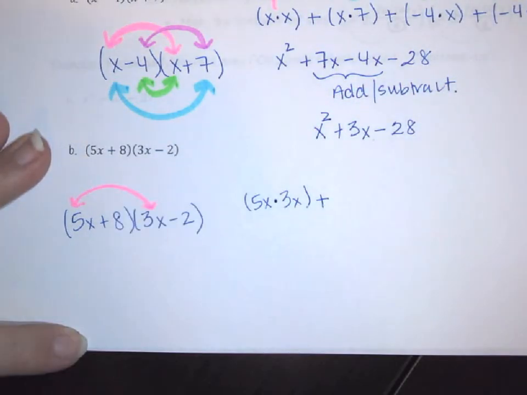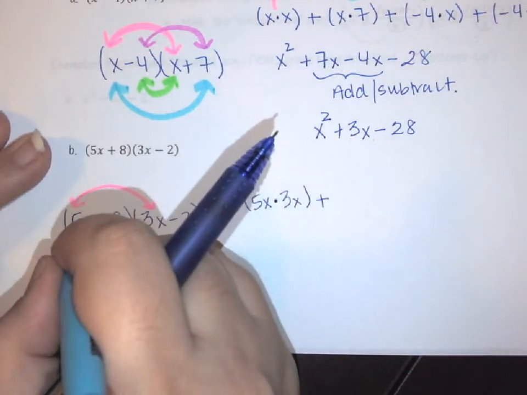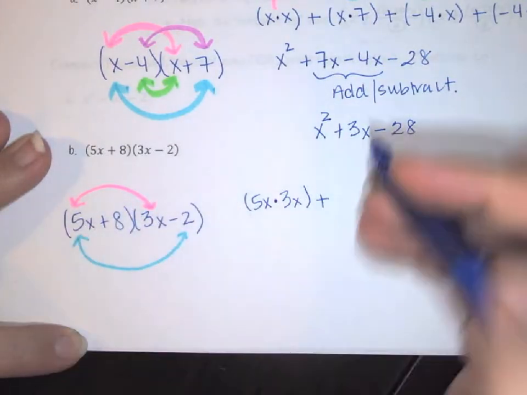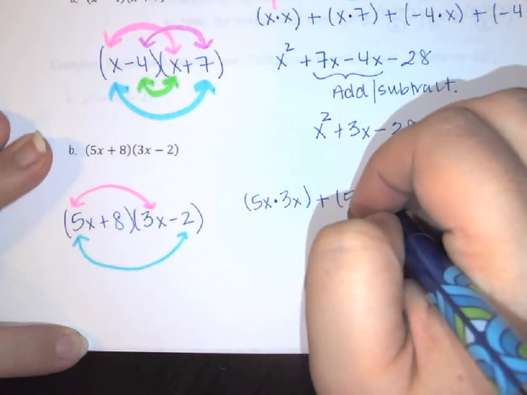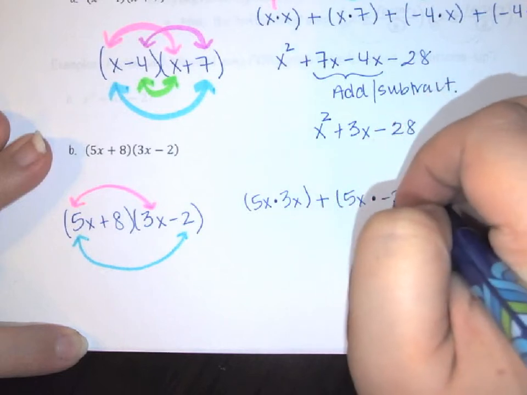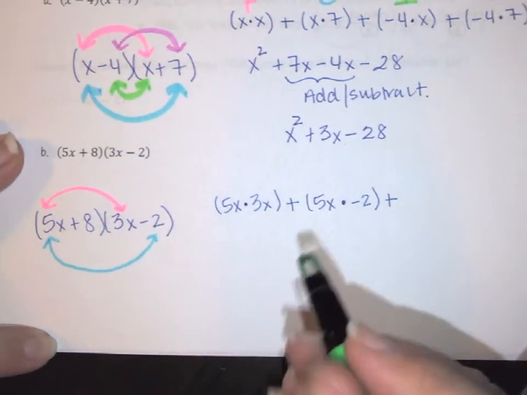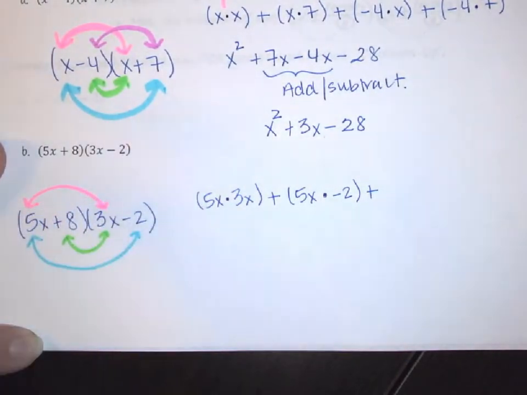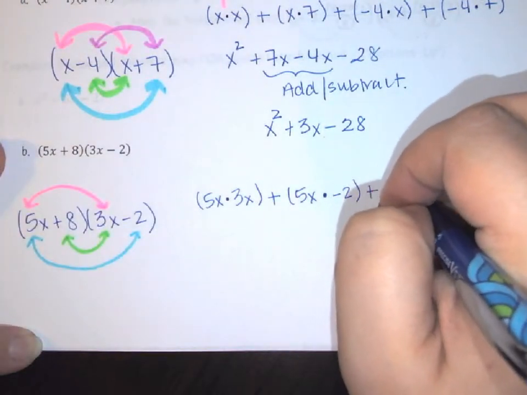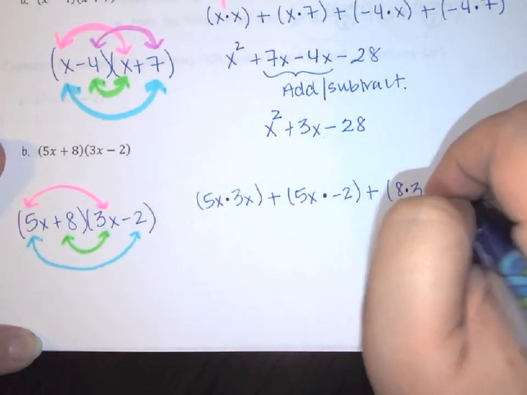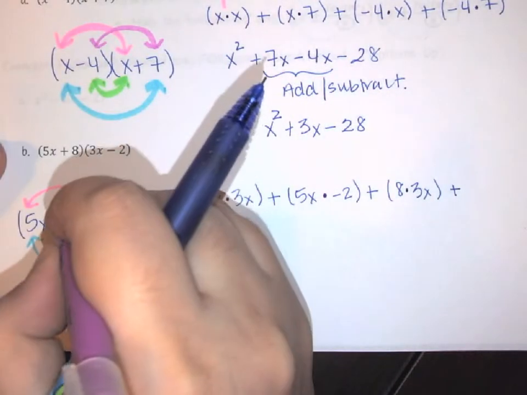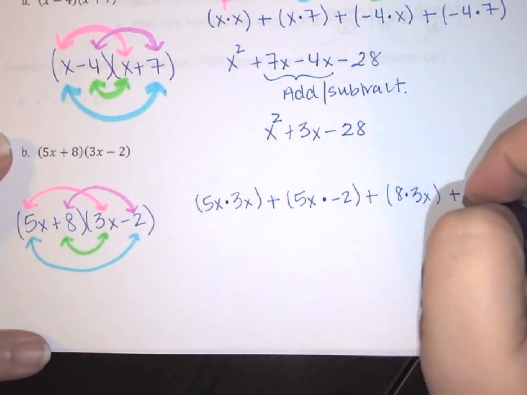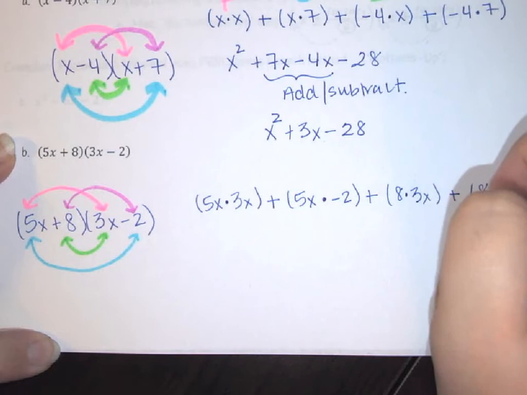We have to add that to your outermost terms. So those are the two on the end. Okay, so these two here. So this is going to be a 5x times a negative 2. We need to add that to my innermost terms. So these are the two terms that are right next to each other. So this becomes 8 times a 3x. And then we need to add that to your last terms, or the last terms out of each binomial. And so this becomes 8 times a negative 2.